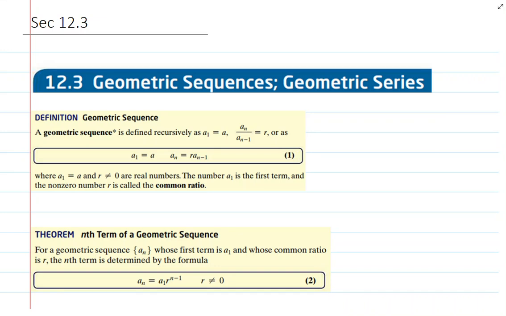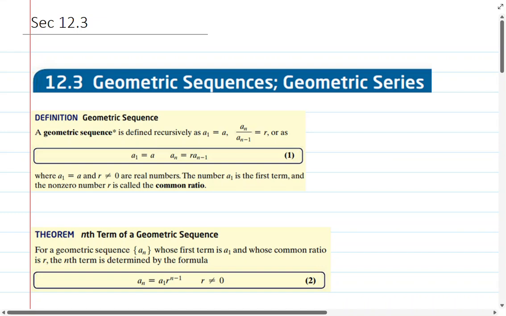Today we're going to finish up chapter 12 sections. We're not going to do 12.4. It is not beneficial for Cal 2, and Cal 2 is why we're doing this particular chapter. And we're going now into the geometric.